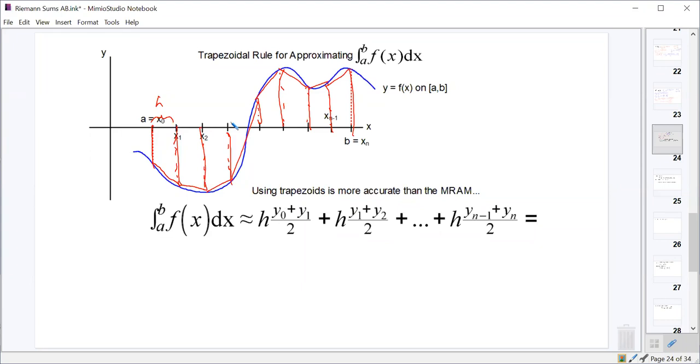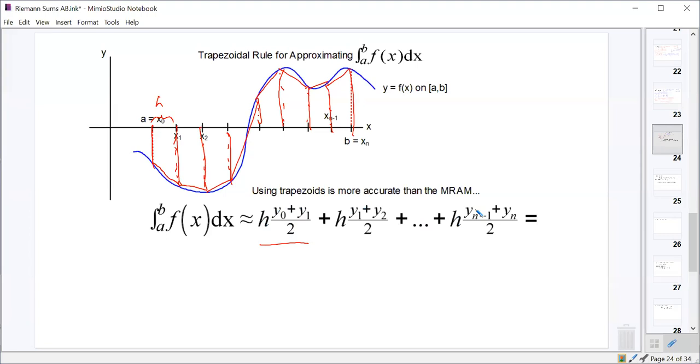There are a couple of different ways to evaluate this. One is just simply by finding the height of each subinterval, finding the average of the bases, multiplying it together, and then adding it to the next one, and the next one, and the next one.